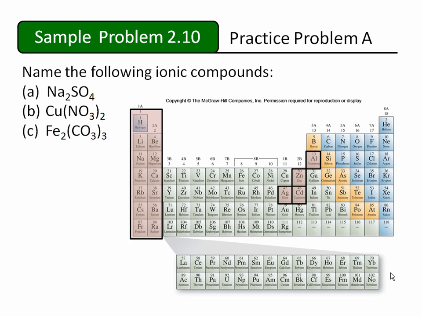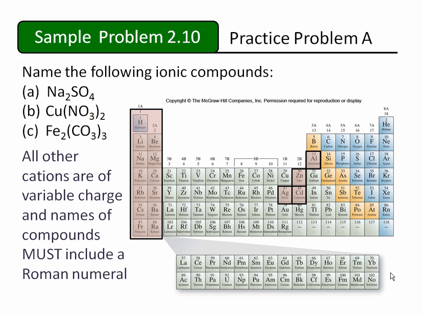Any other cation that appears in an ionic compound will have variable charge, and a Roman numeral must be shown in the names of those compounds.